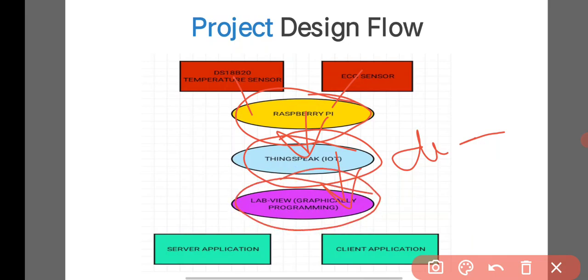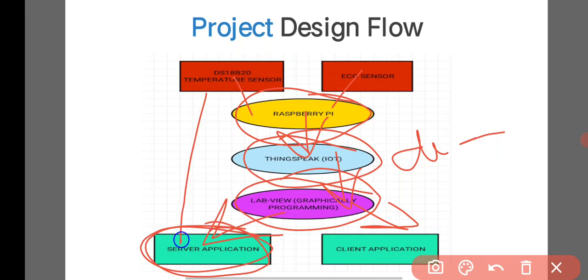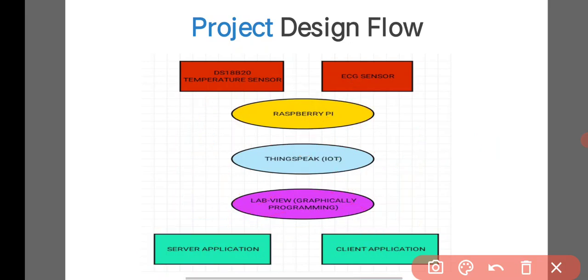In the LabVIEW interface we have two applications: one is the server application and the other is the client application. In the server application, whatever data is received from the sensors is processed by the server. After serving, we have the client application. This is how the project's application design flow looks.